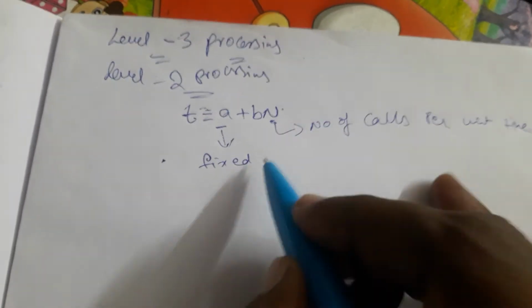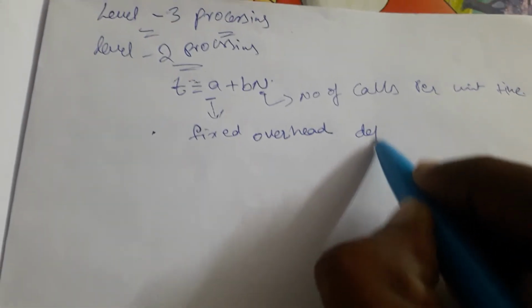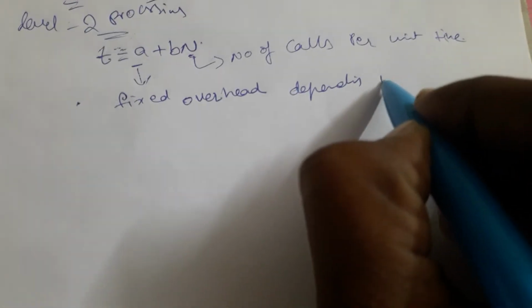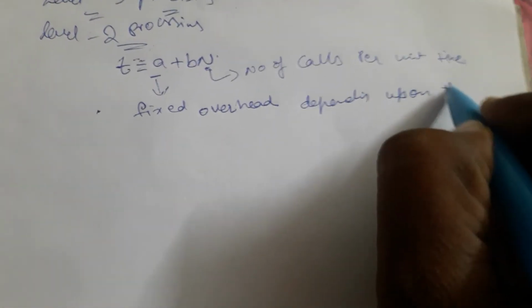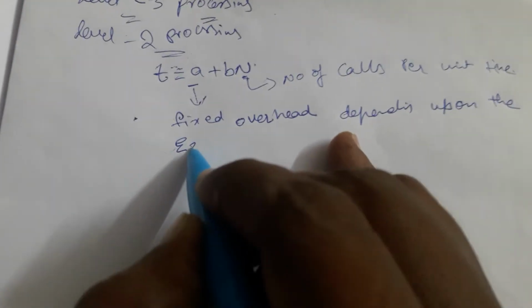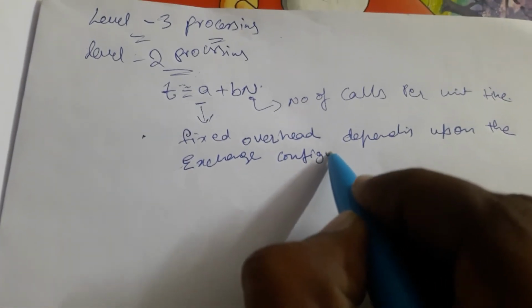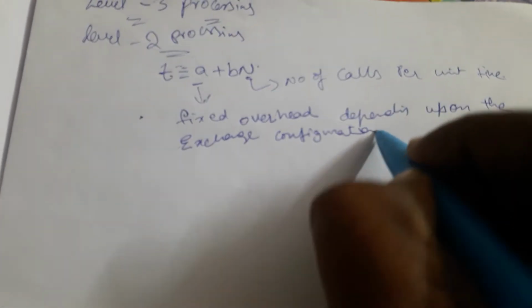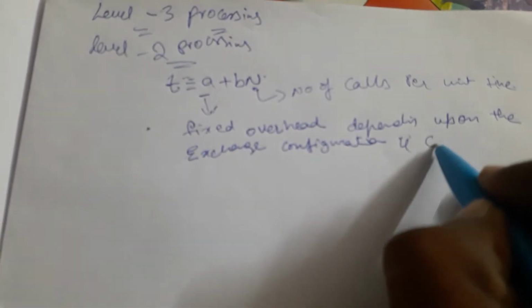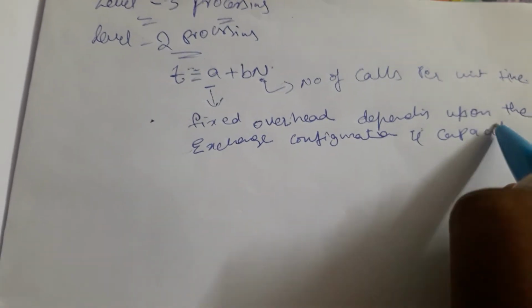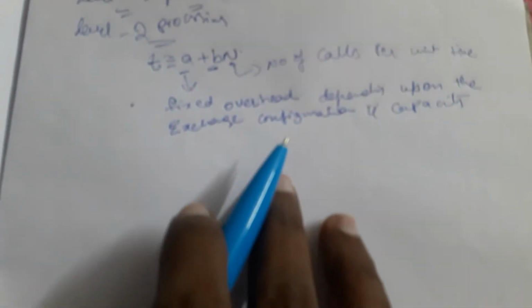A is the fixed overhead depending upon the exchange configuration and capacity, and small b is the average time to process one call.